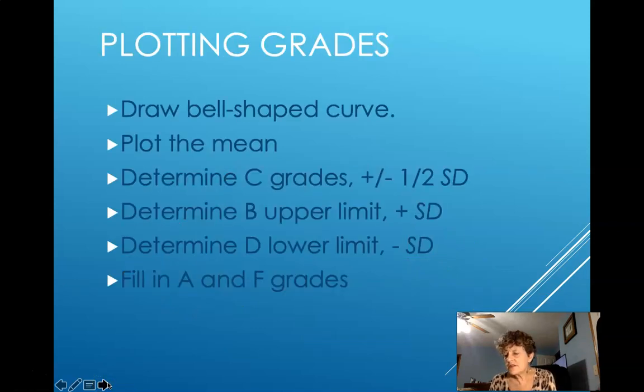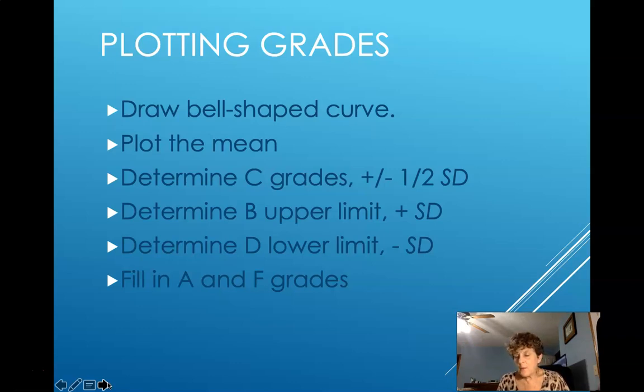So when you're doing this, what you want to do is draw your bell-shaped curve. You plot the mean; we knew the mean was 50 from this example. You determine what are the C grades, the ones in the middle. The B's are the upper limits and the D's are the lower limits, and then you fill in the A and F grades. Think about this, because we talked about standard deviations: for the B, it's the upper limit, so it's plus 1 standard deviation. For the D, it's minus 1 standard deviation. But why is the C grade going to be plus half a deviation or minus half a deviation?